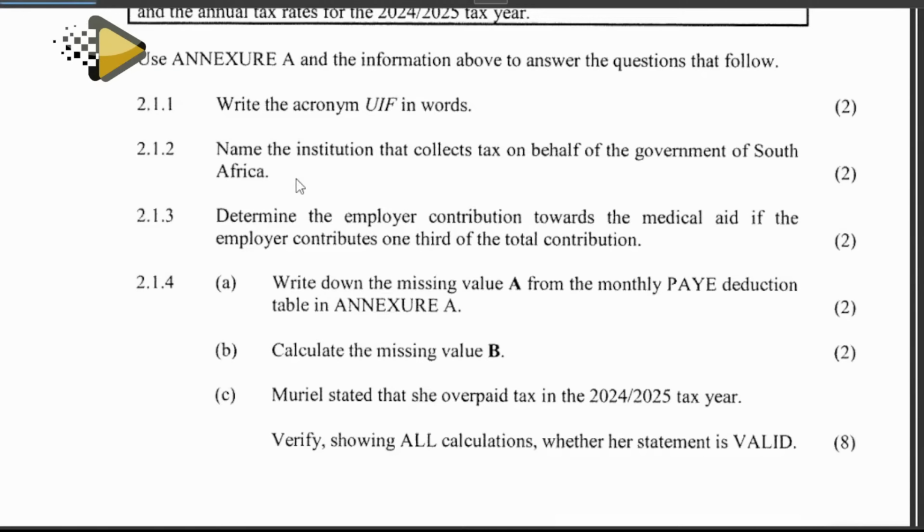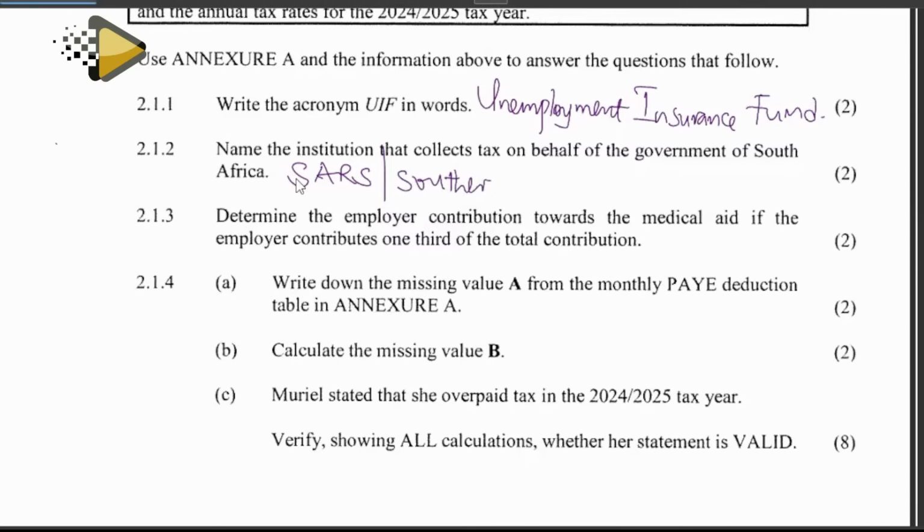So here we shall say U stands for unemployment. The I is for insurance. And the F is for fund. That's what it stands for. Name the institution that collects tax on behalf of the government of South Africa. The institution is called SARS. You can call it what? South African Revenue Services.